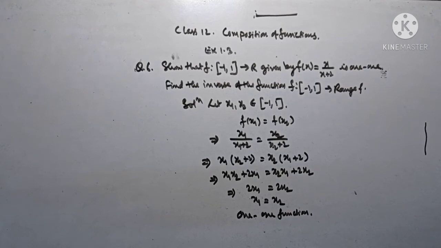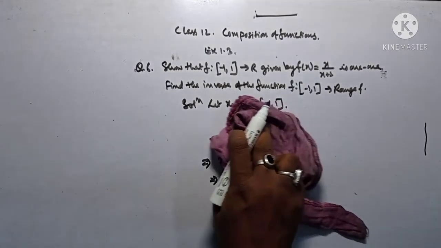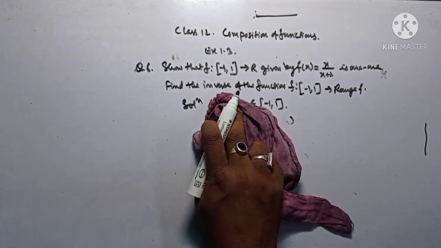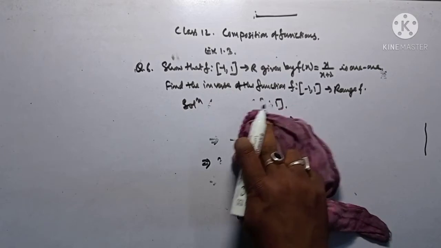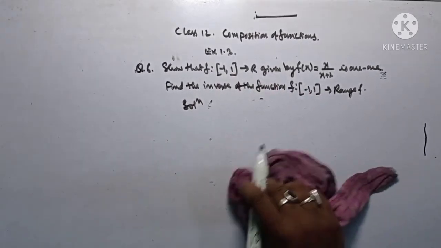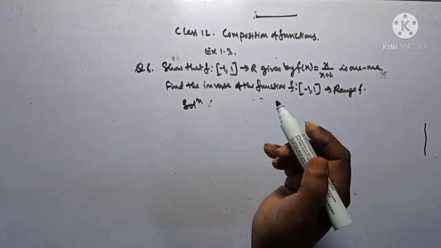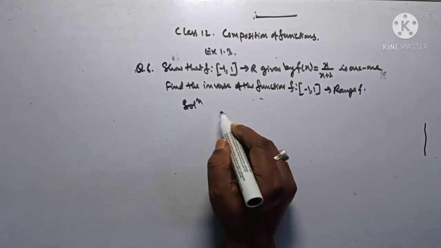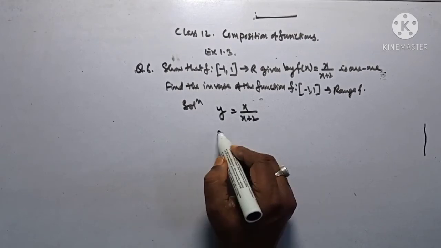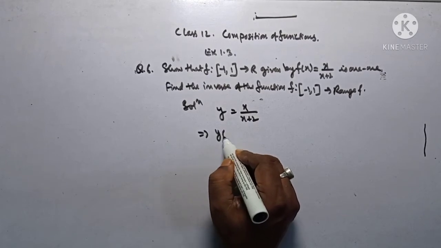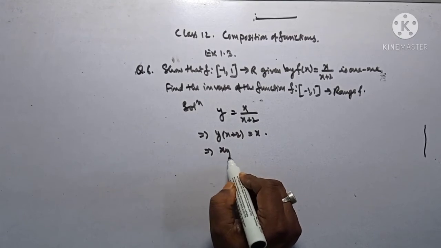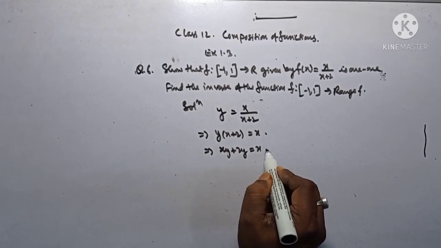Now I have to find the inverse. So to find the inverse, that is what I'm going to do. That is, f(x) means y is equal to x by x plus 2. So y into x plus 2 is equal to x. So your xy plus 2y is equal to x.